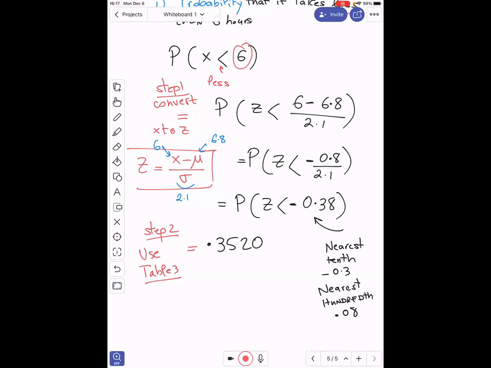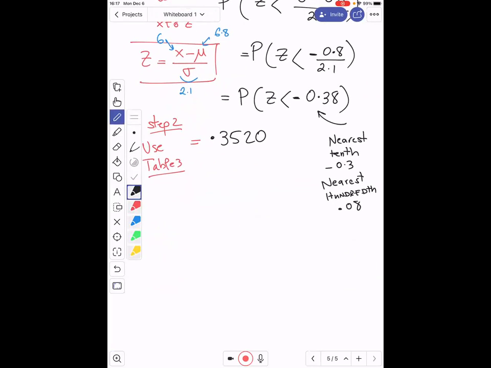Okay, let me explain. I don't know if you know how to use the table, but this is table number 3 in the formula sheet. This is supposed to be your z, and then you have negative 0.3 at the bottom. It starts with negative 3.4, right?